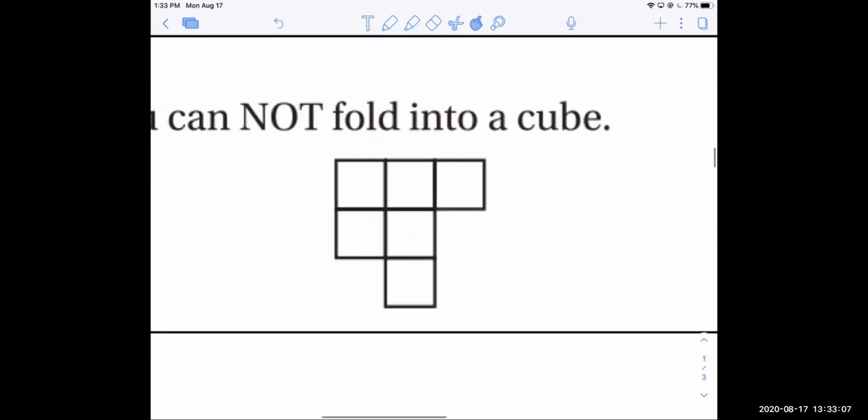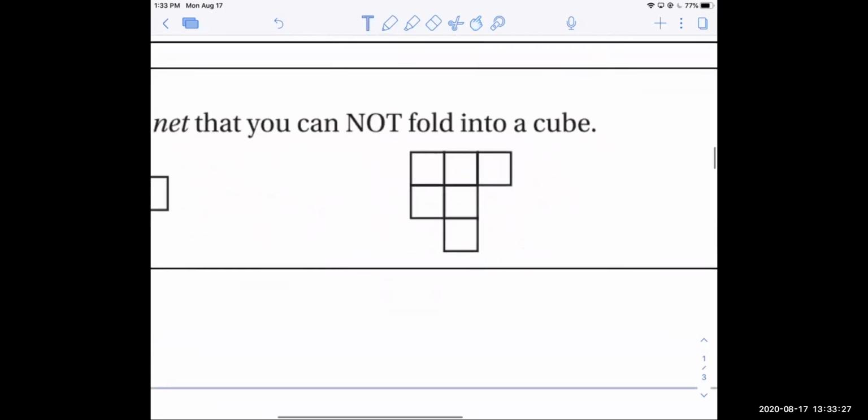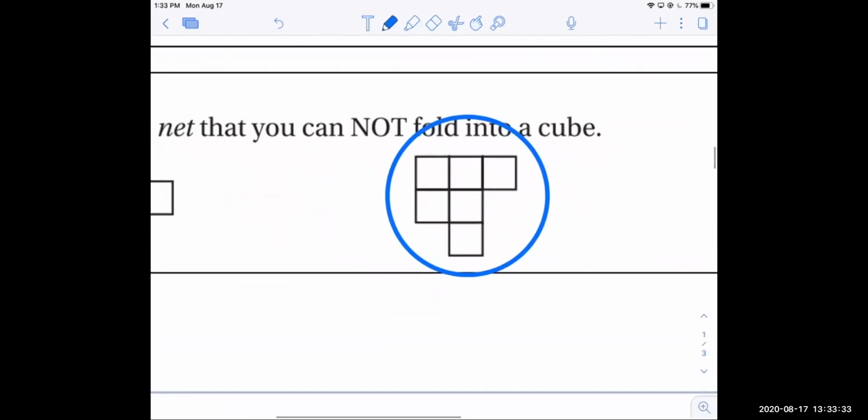Yeah, so if you tried to leave this as your front, and that became your left, and that became your top, and that became your bottom, you'd have this extra thing sitting there that would just be in the way. So the middle one is the one that's not going to work. The kind of weird thing about this problem is, they said circle the net that you cannot fold into a cube. I feel like we should be Xing it out or something, but this is the one that we cannot fold into a cube. And again, that little guy there is kind of problematic.